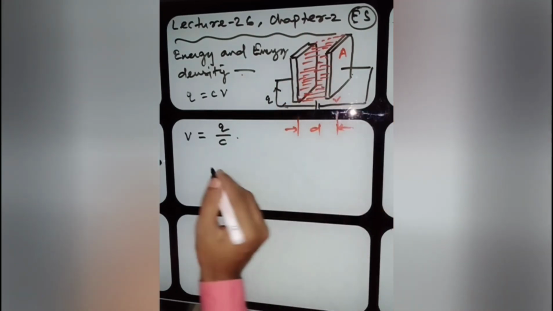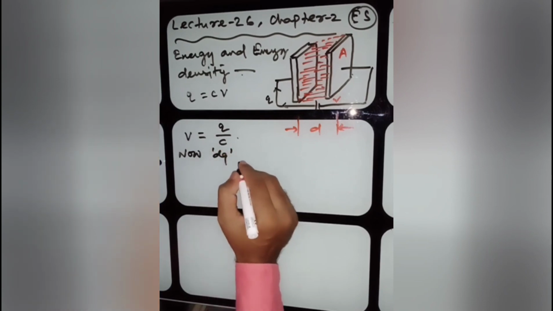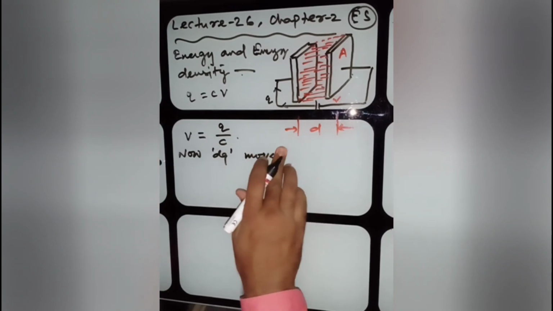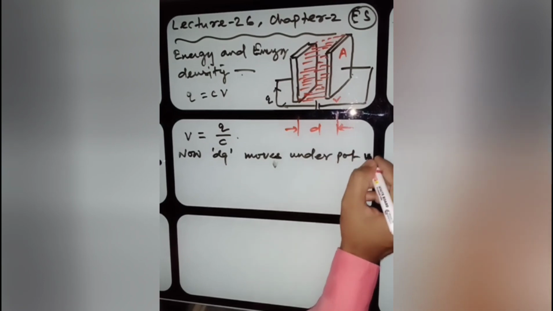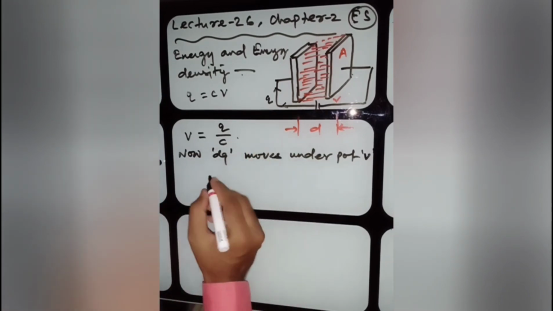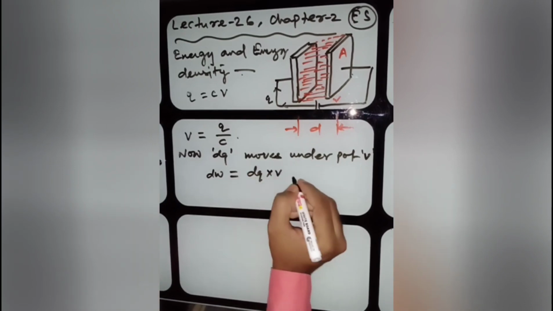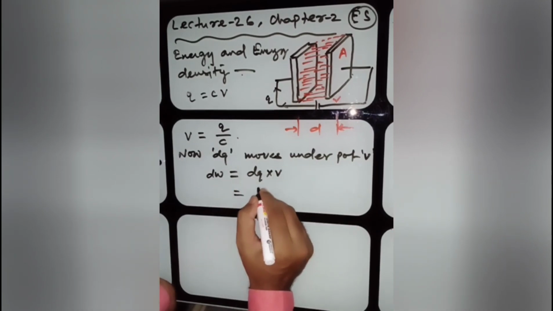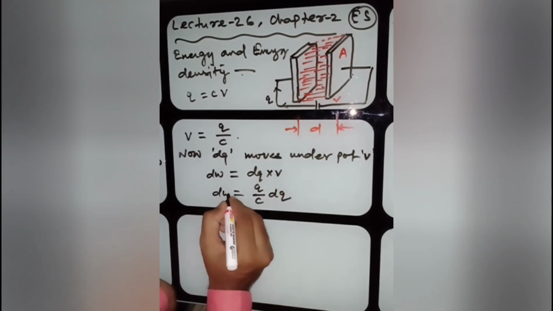Let us consider dq, the very small amount of charge, moves under the potential V, and what is that V? It is Q by C. Then what will be the potential energy or work done? We know that if charge dq is maintained on the potential V, then this will be the potential energy. So we have V as Q by C times dq, and this is the work.